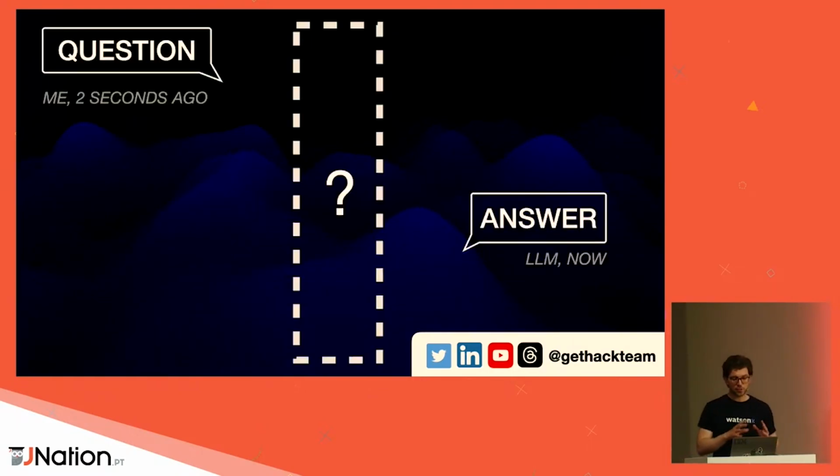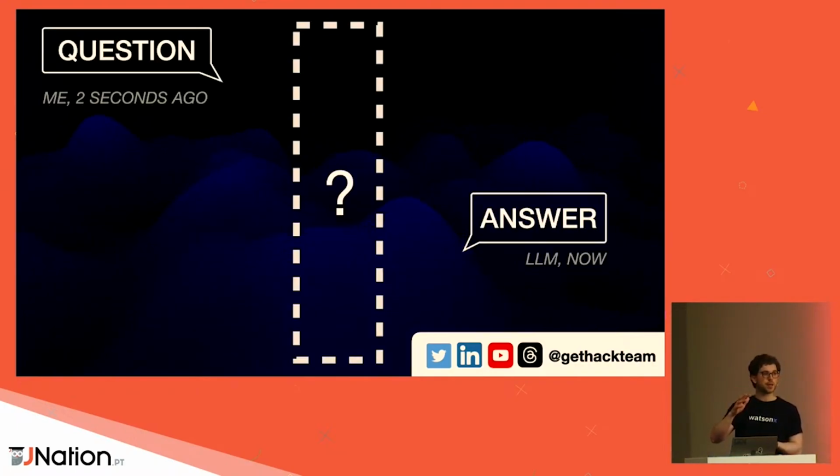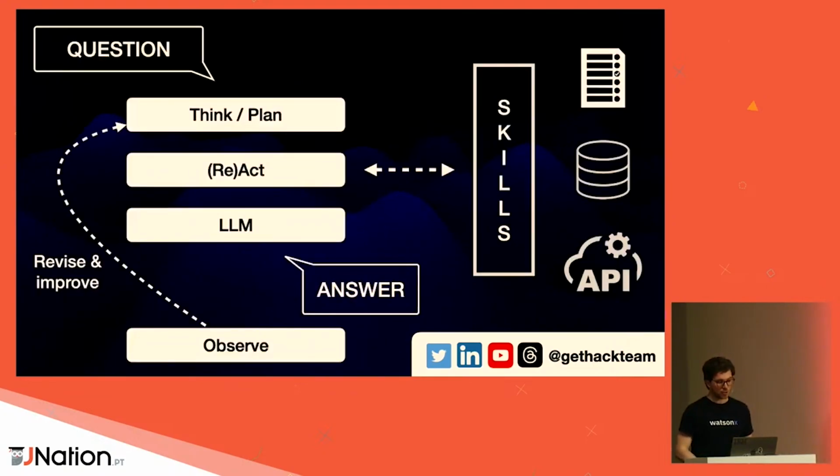So if we go back to our question and our answer, there is something happening in between. I showed deterministic ways that are happening in between. These are rule-based. But with agents, it's not so much rule-based. So I have a diagram here. I'm going to take some time to walk you through it.